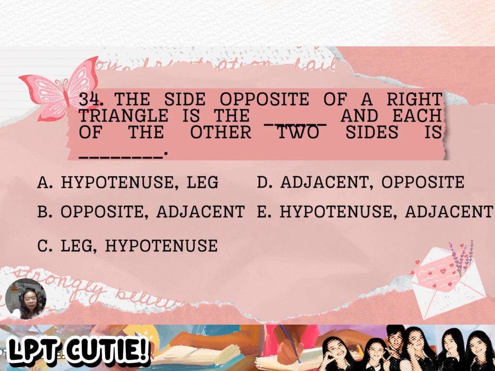So moving on, we have here: the side opposite the right angle of a right triangle is the blank, and each of the other two sides is the blank. Letter A, hypotenuse.